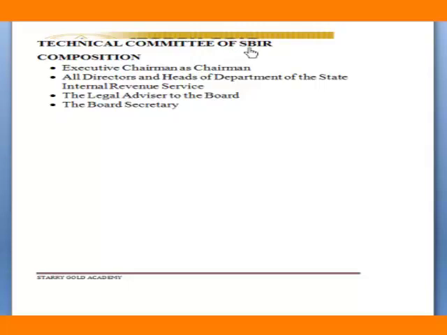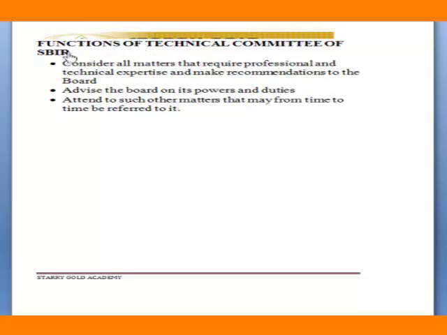For the technical committee of the State Board of Internal Revenue, just like we had a technical committee of the FBIR, the composition is made up of the executive chairman as chairman, all directors and heads of department of the State Internal Revenue Service, the legal advisor to the board, the board secretary. All right? What are their functions? They consider all matters that require professional and technical expertise and make recommendation to the board. They advise the board on its powers and duties. They also attend to such other matters that may from time to time be referred to it.